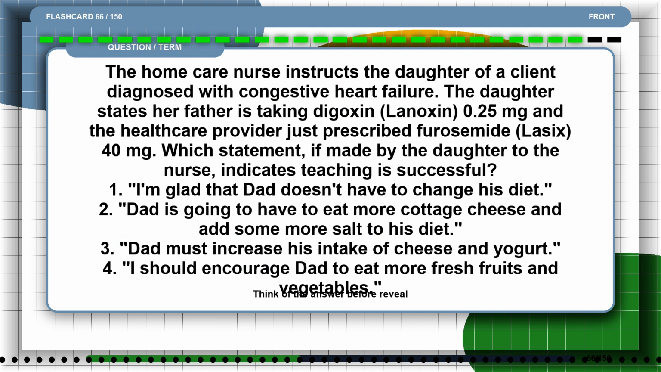Flashcard 66. The home care nurse instructs the daughter of a client diagnosed with congestive heart failure. The daughter states her father is taking digoxin, Lanoxin, 0.25 mg, and the healthcare provider just prescribed furosemide, Lasix, 40 mg. Which statement, if made by the daughter to the nurse, indicates teaching is successful? 1. I'm glad that Dad doesn't have to change his diet. 2. Dad is going to have to eat more cottage cheese and add some more salt to his diet. 3. Dad must increase his intake of cheese and yogurt. 4. I should encourage Dad to eat more fresh fruits and vegetables. Think of the answer before the reveal.